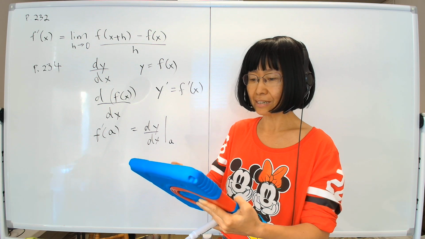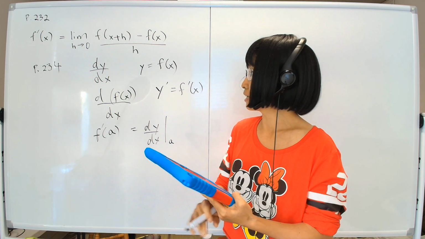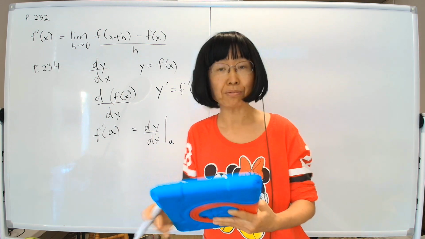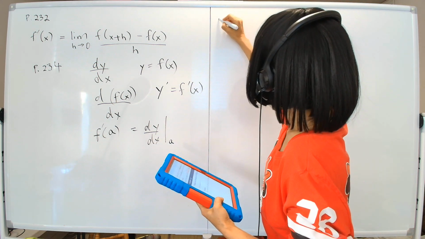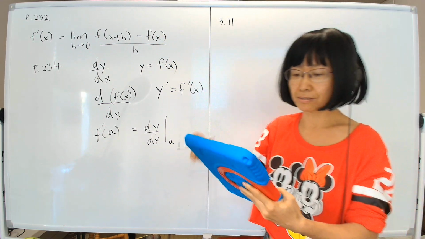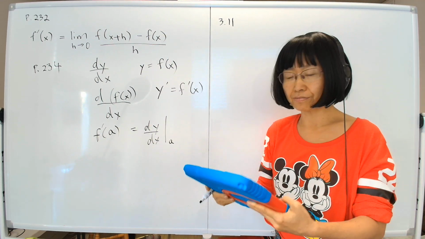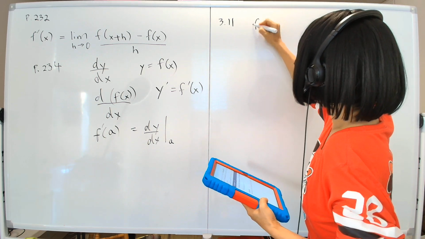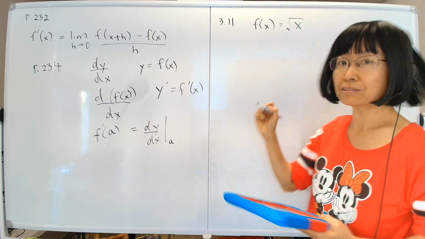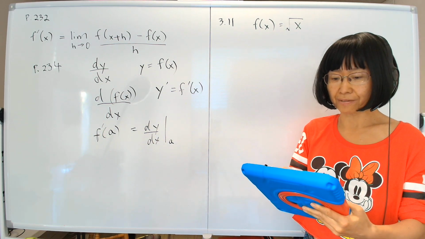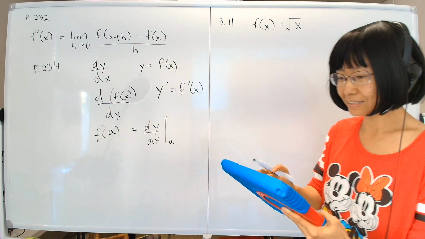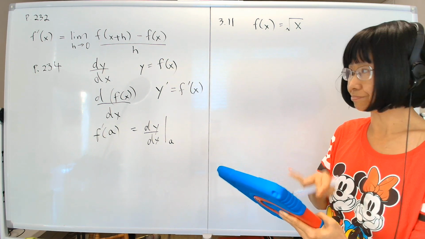Now let's try to do something. Let's try to get a derivative function out of something. Example 3.11. This is still on page 232, where we find the derivative of a simple function, square root of x. So your f of x equals square root of x, and we want to find the derivative of this. To find the derivative, we will follow this formula, this neat little formula.